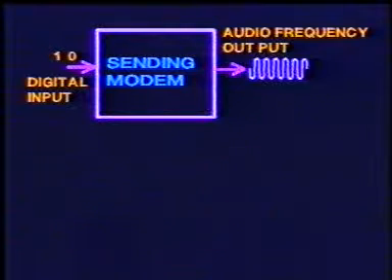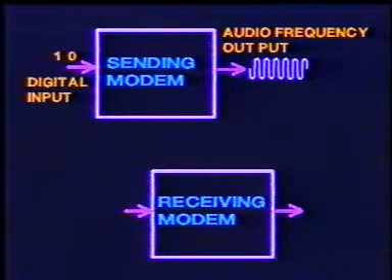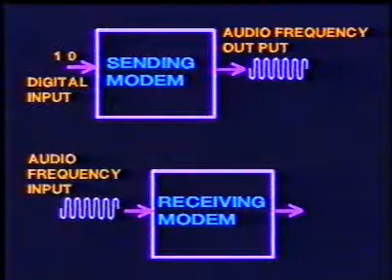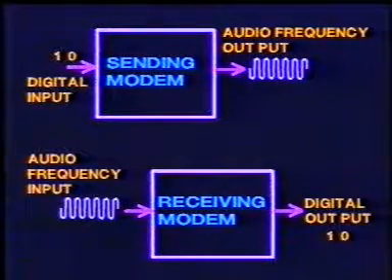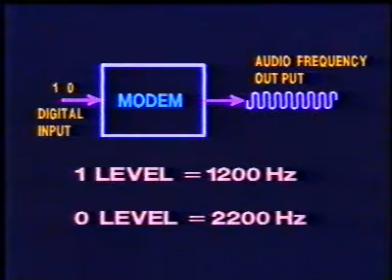A sending modem converts digital data into audio frequency analog format. A receiving modem converts audio signal back to digital data. Modems often use a technique called frequency shift keying for this conversion. This technique converts a one-level signal into an audio signal at 1200 Hz and zero level into audio signal at 2200 Hz.